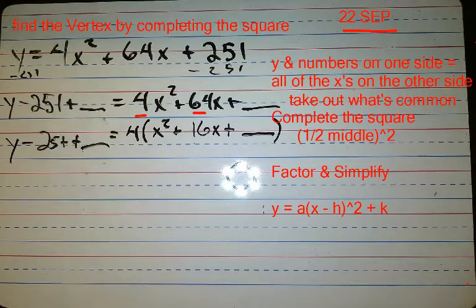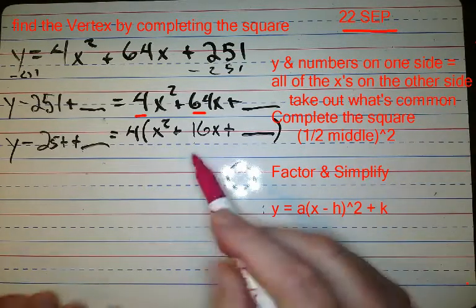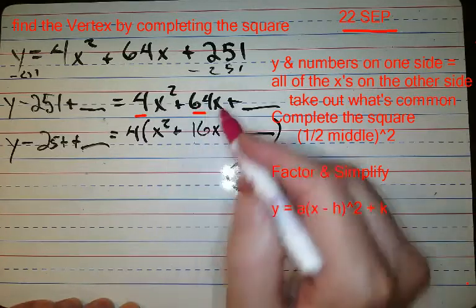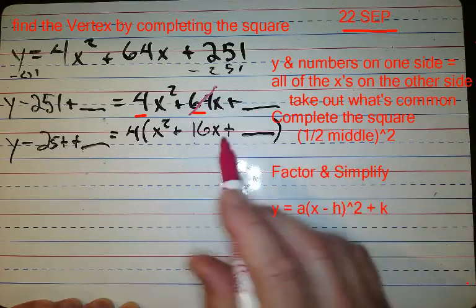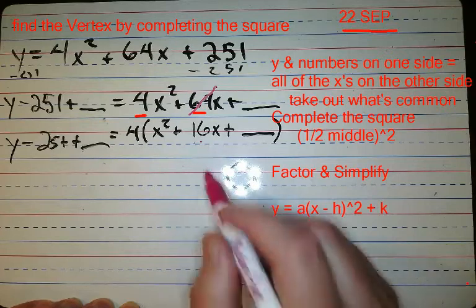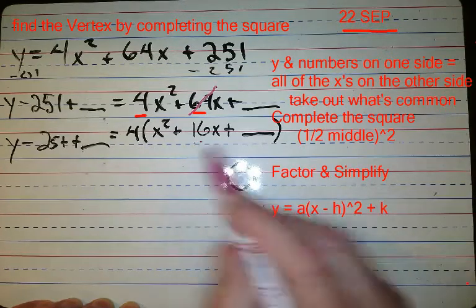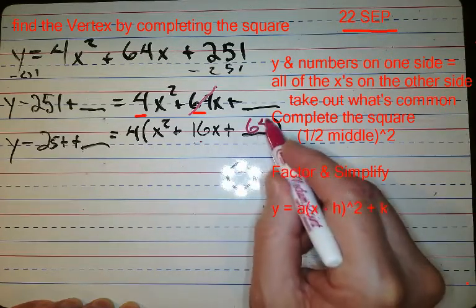Okay? Now I need to find the number that goes here, and then just like before, we take half of the middle term. So half of this middle, not that one. You don't use this middle anymore. You use that middle. So half of that is 8. 8 times 8 is 64.